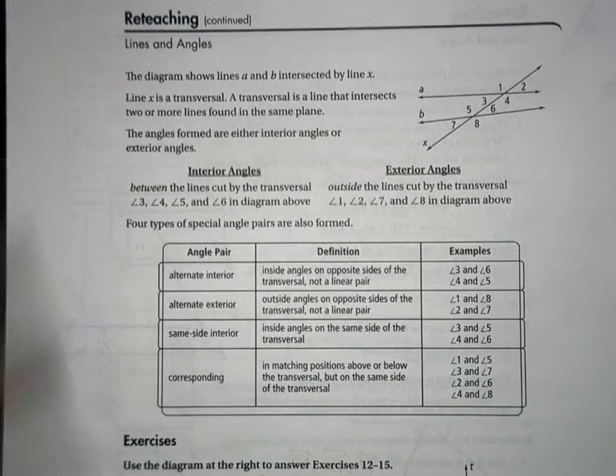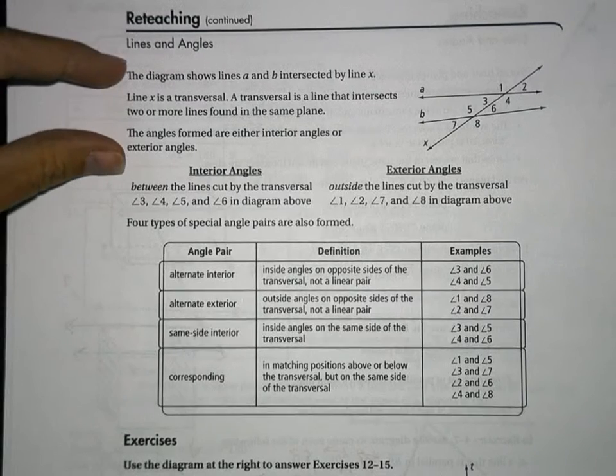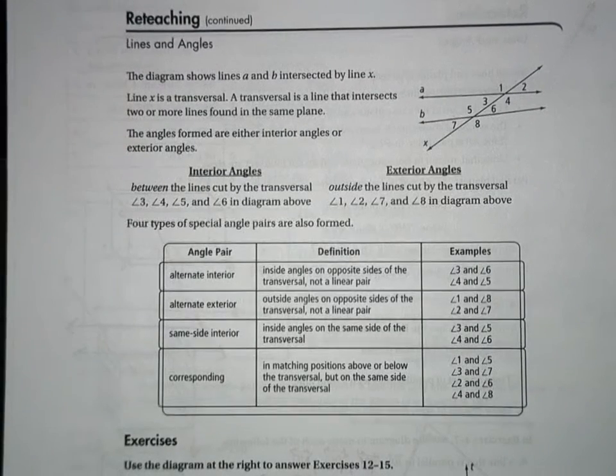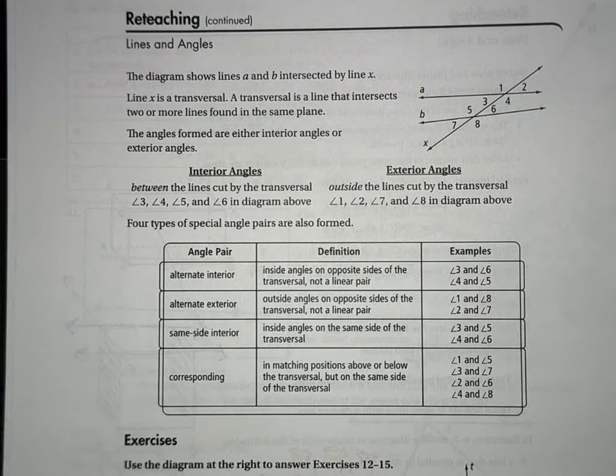Okay, can I have somebody read this paragraph right here at the top for me, please? Thank you, Christian. The figure shows lines A and B intersect at a line X. Line X is the transversal. A transversal is a line that intersects two or more lines on the same plane. The angles formed are either interior angles or exterior angles. Good. And we already talked about a lot of this yesterday, correct? So this should actually be a review. Do we agree? Yes? Okay.